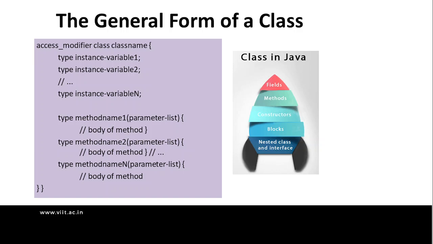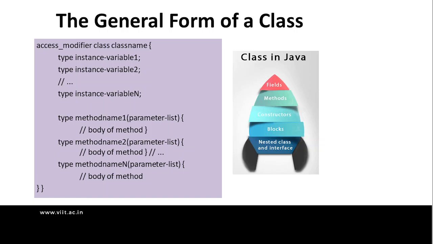General form of class is like access modifier, then class keyword, and then class name should be there. It should be followed by an opening bracket for the body, for writing variables and methods. Then inside it, instance variables should be included. N number of instance variables are allowed. For say, instance variable 1 of type, instance variable 2 of type, and instance variable n, and so many.